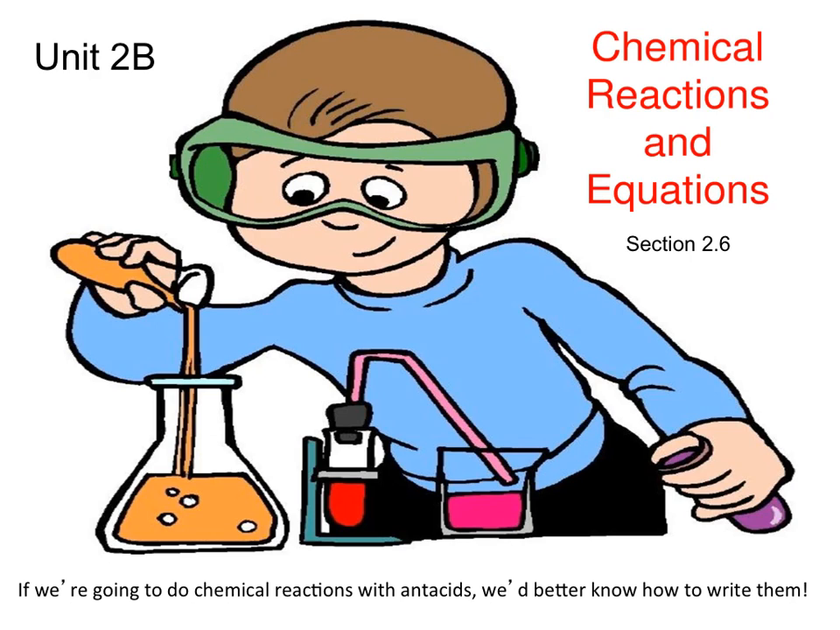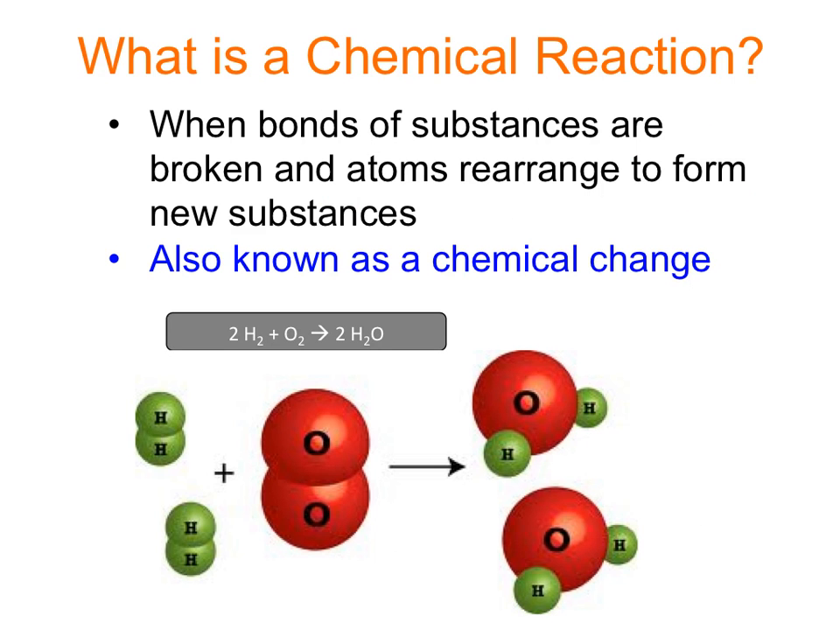Hello, hello, hello! We are in Unit 2B and we're going to be talking about chemical reactions and equations over the next couple of sections. In this section you will learn what a chemical reaction is, and you will also be able to identify different types of chemical reactions. So a chemical reaction is also known as a chemical change, and it's when substances will break their bonds, rearrange, and form new substances with new bonds.